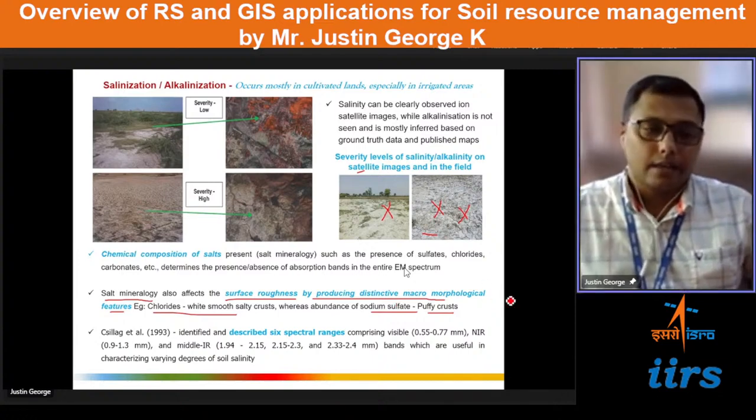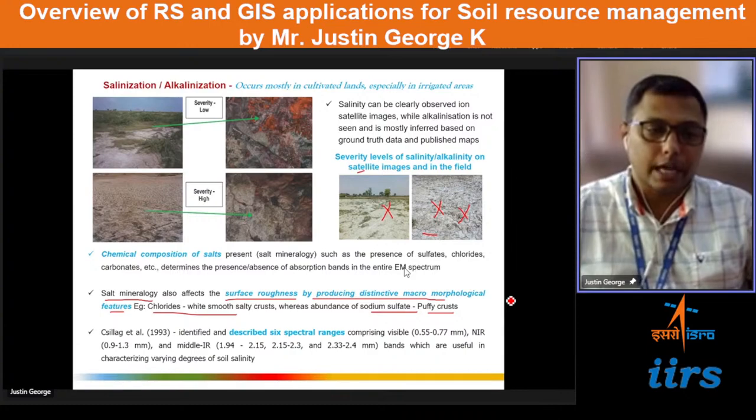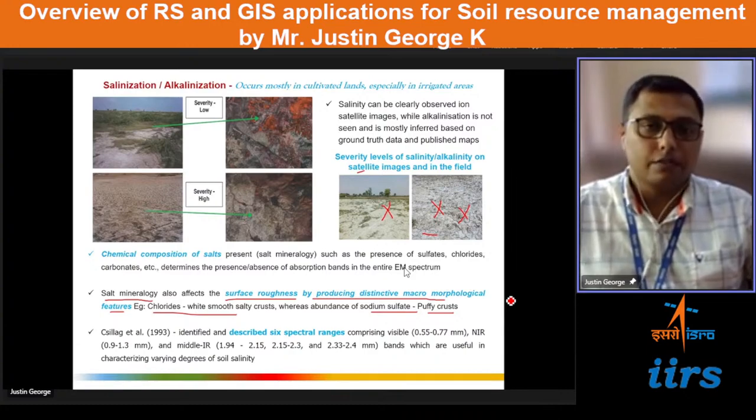Similarly, in an earlier study, SELAG identified and described 6 spectral ranges, mainly comprising the visible, NIR, as well as the mid-infrared bands, which are useful in characterizing varying degrees of soil salinity.